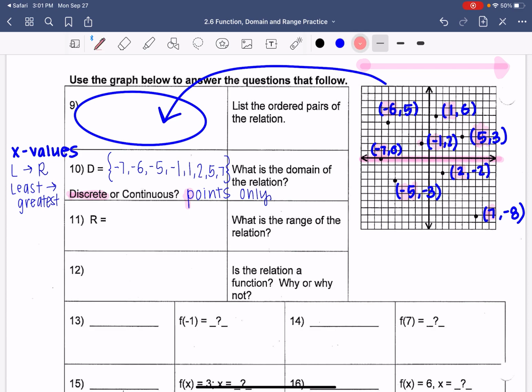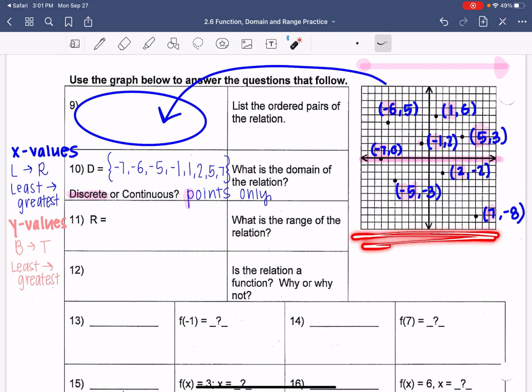The range of this, guys, is your y values. This one is from bottom to top, but still least to greatest. That makes sense because the most bottom numbers, the ones closest to the end of the graph, are going to be your smaller numbers. The lower it gets, the smaller it gets. So when we are talking about our range, it is from bottom to top.